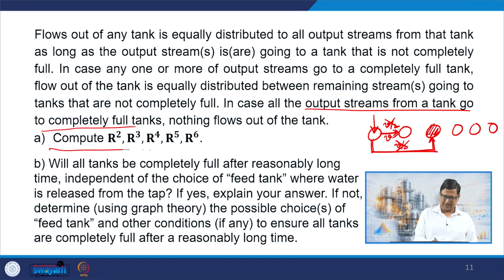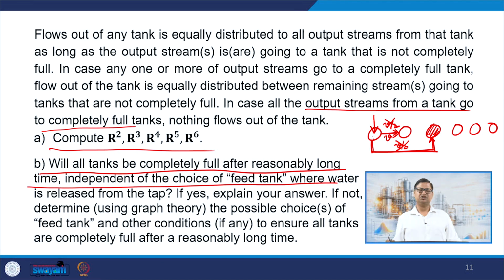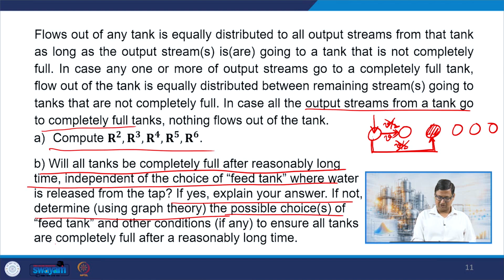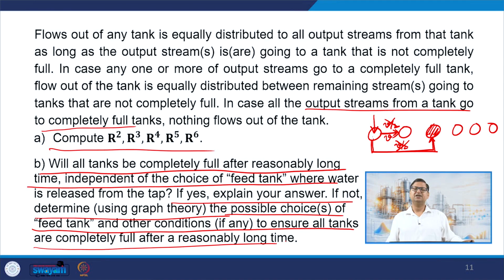So we have to compute R square, R cube, R4, and then the final question is, will all tanks be completely full after a reasonably long time, independent of the choice of feed tank? If yes, explain your answer. If not, determine using graph theory the possible choices of feed tank and other conditions to ensure all tanks are completely full after a reasonably long time. Right? The question asks whether we have to choose which one should be the feed tank, or it can be any feed tank, right?